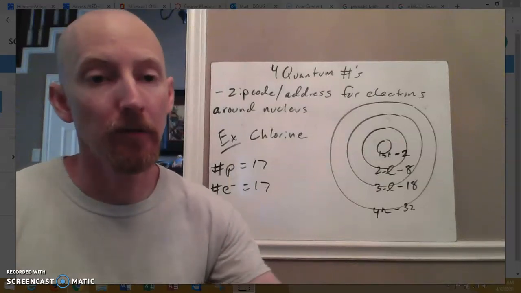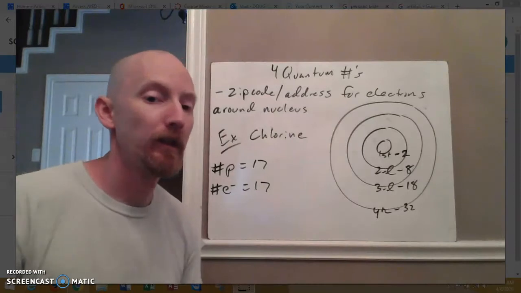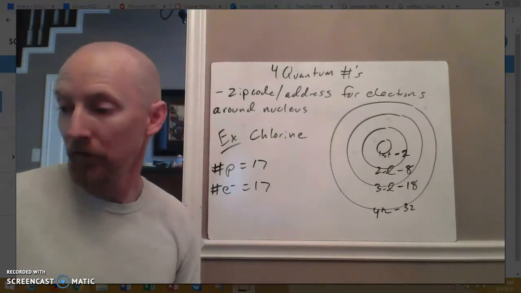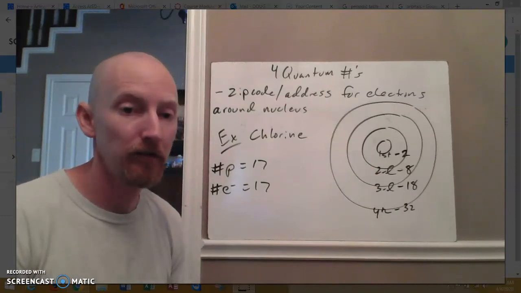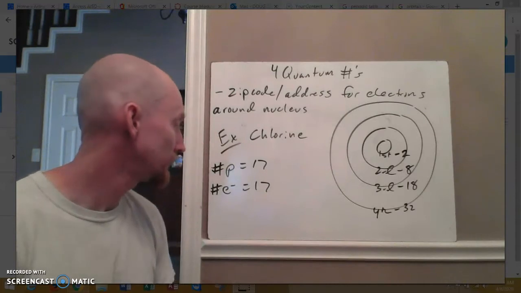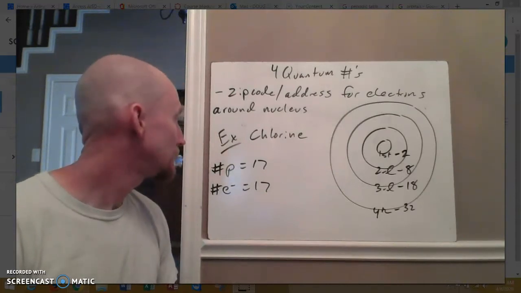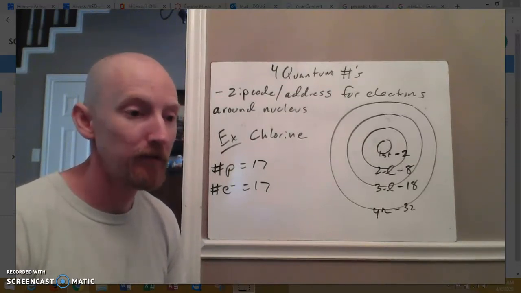Alright guys, we're going to be talking about the 4 quantum numbers. The quantum numbers are like a zip code or an address for electrons that are flying around the nucleus of the atom. And I like to use chlorine as an example because it's just got this number that's just barely manageable that you can use.